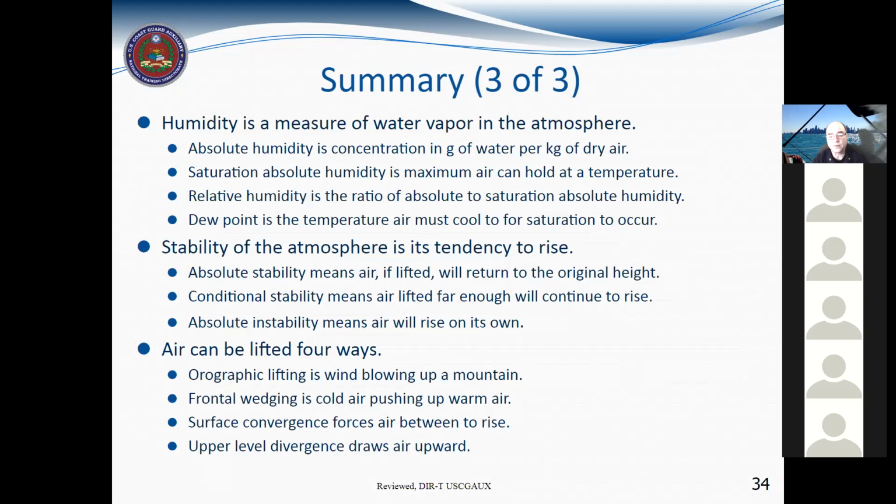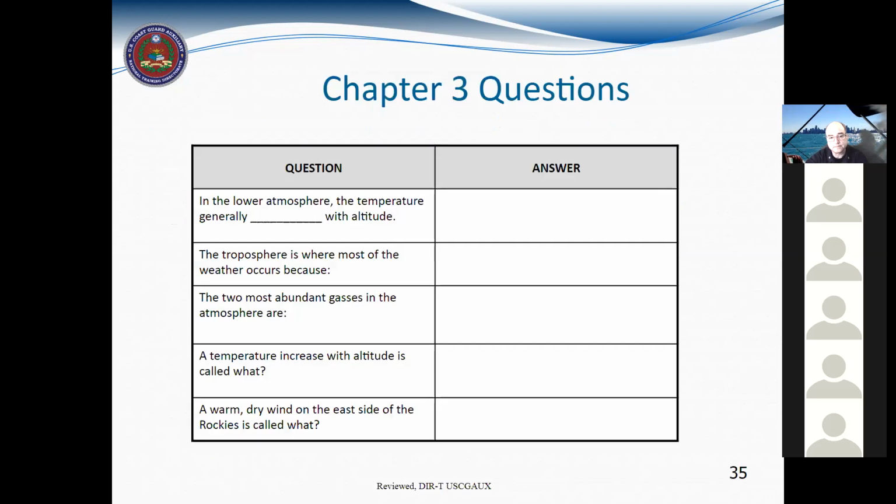Surface convergence: we have the wind coming together at the surface, which forces the air between it to rise. And finally, upper level divergence draws air upward. Remember we talked about it pulls apart, like 2 jet streams splitting, and as those jet streams split, something has to replace that mass, and so the air underneath it rises.